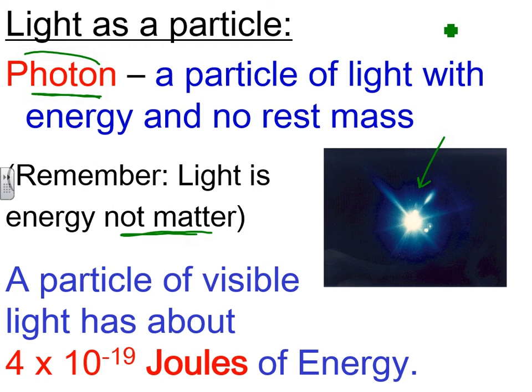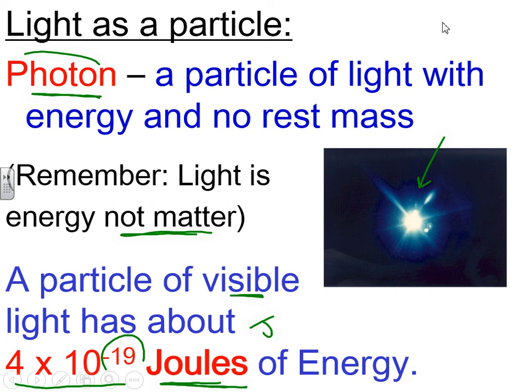So a particle of visible light has about this much energy, 4 times 10 to the negative 19th. Really small amount of energy. And the unit for energy is actually joules. It's a unit that we'll use for energy. You can use a big J when you're symbolizing energy at the back of it. So light definitely has energy.